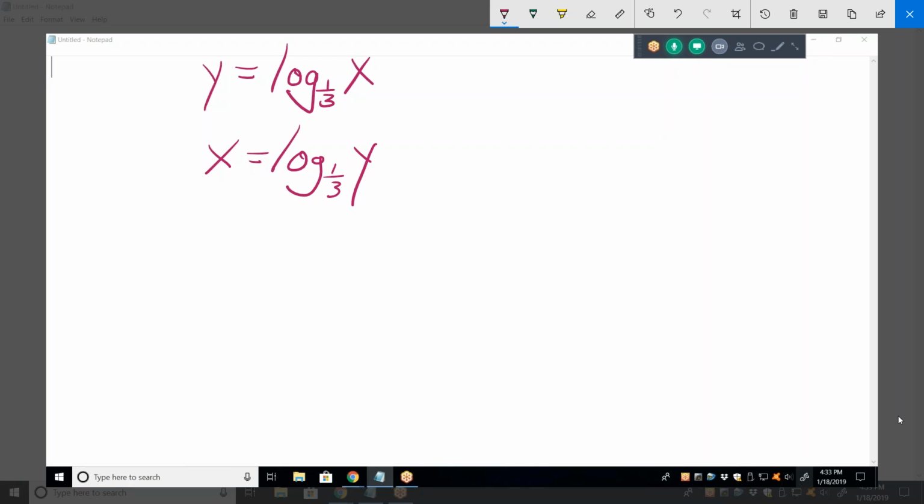The way I'm going to solve this, it's not going to really make any sense to you, but if the log base 1/3 of y equals x, that means 1/3 to the x power equals y. In other words, it's the base raised to that exponent equals the argument.